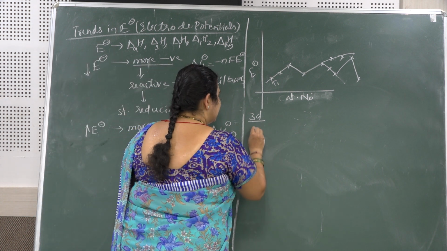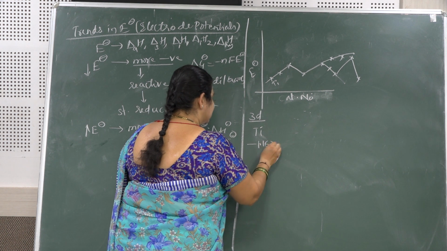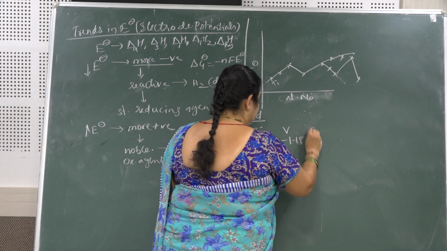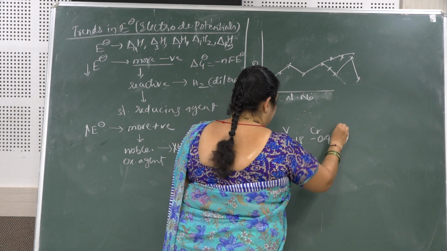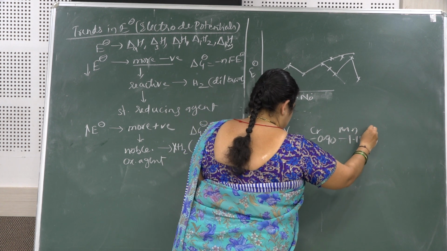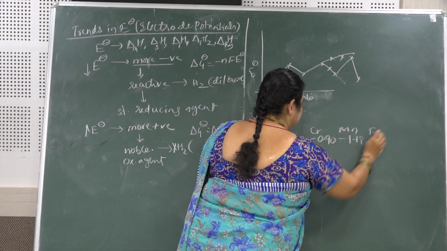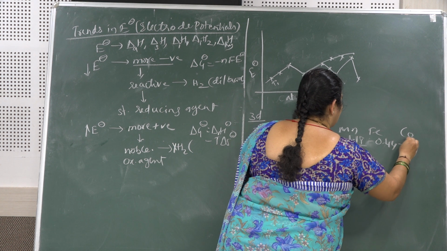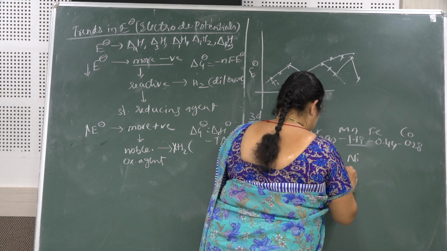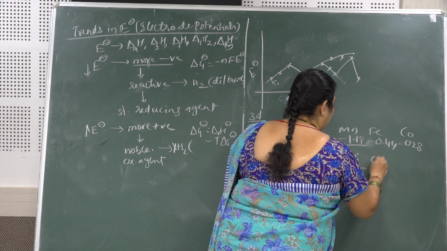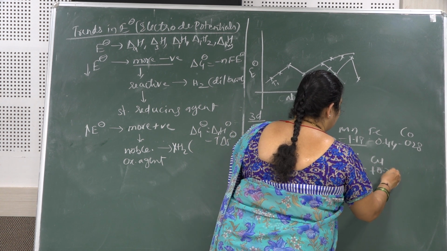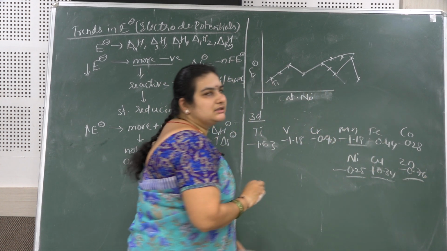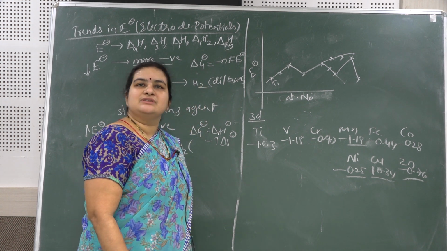Now in the 3d series, titanium has -1.63, vanadium -1.18, then chromium -0.90, manganese -1.18, then Fe -0.44, then Co -0.28, nickel -0.25, then copper +0.34, then zinc -0.76. So here I have written the electrode potentials of the 3d series.